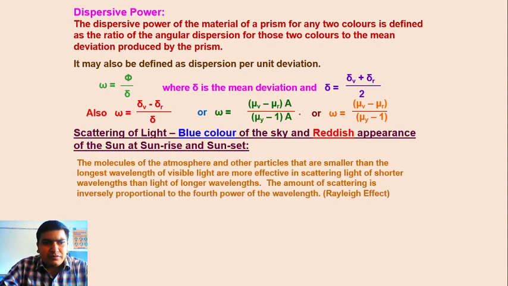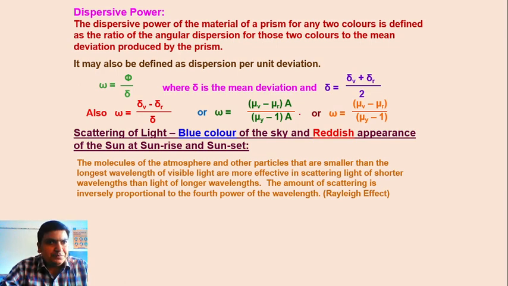The molecules of the atmosphere and other particles that are smaller than the longest wavelength of visible light are more effective in scattering light of shorter wavelengths than light of longer wavelength. The amount of scattering is inversely proportional to the fourth power of wavelength, which is the Rayleigh effect, or Rayleigh criterion. In other words, the red color has the largest wavelength, so only that color will come to our eyes without suffering any deviation caused by dust particles present in the atmosphere.